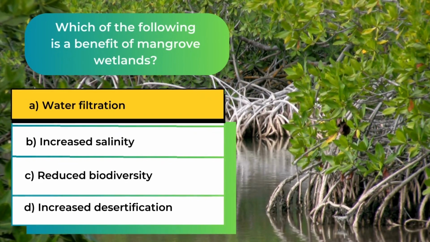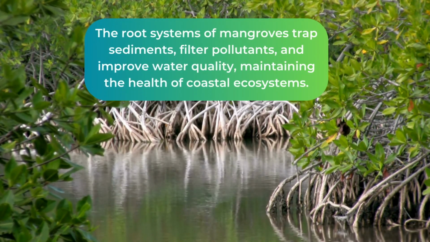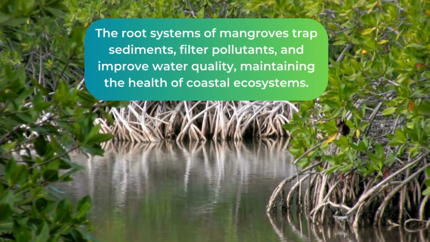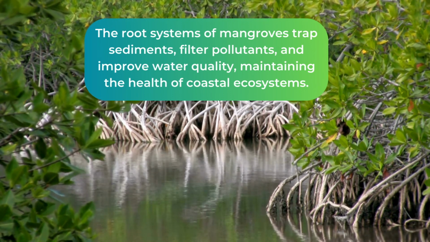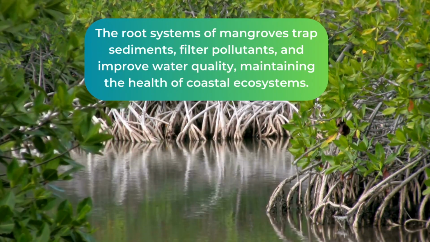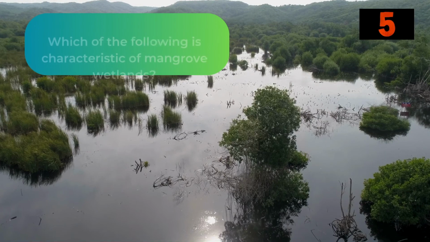The answer is A. Water filtration. The root systems of mangroves trap sediments, filter pollutants, and improve water quality, maintaining the health of coastal ecosystems. Which of the following is characteristic of mangrove wetlands?